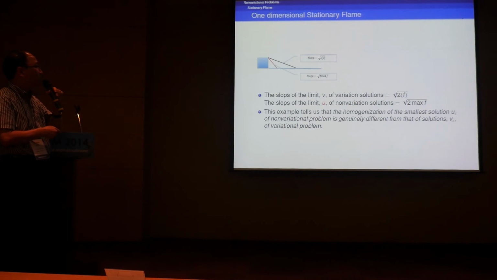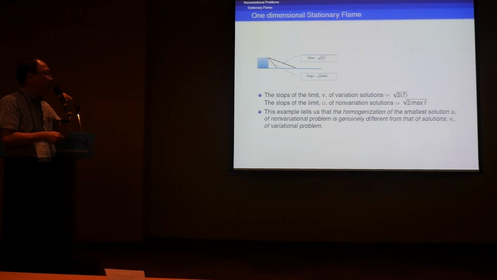And if you look at the smallest solution, how can you create the smallest solution? If the gradient is the largest, then you get a smallest solution. That's why you get a maximum here. So the slope of the limit of the variational problem, energy minimizers, will have this one, including this simple average. And the slopes of the limit of U of the non-variational problem will have a maximum of that. So this example tells us the homogenization of the smallest solution of a non-variational problem is genuinely different from that of solutions of the variational problem.